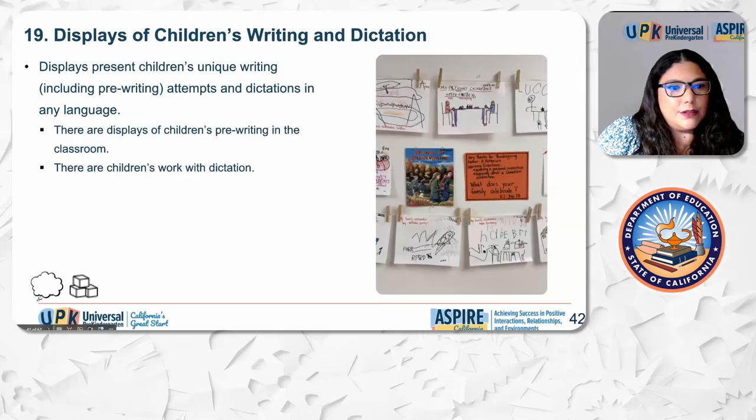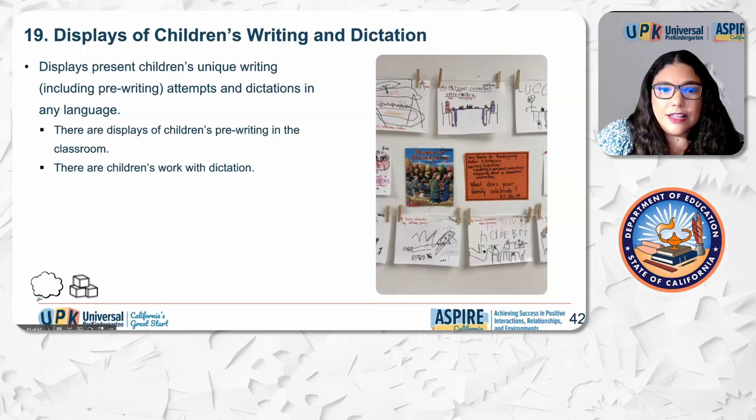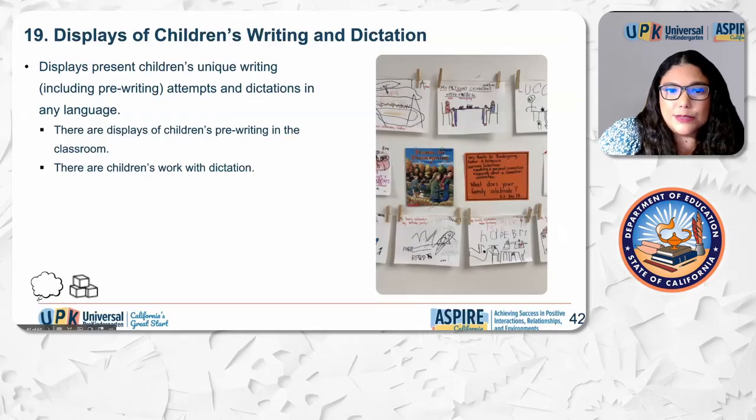So our first item is displays of children's writing and dictation. These items highlight the importance of honoring children's early attempts at writing, storytelling, and expression. These displays might include children's pre-writing marks, drawings with dictation, or emerging letter formations in any language.